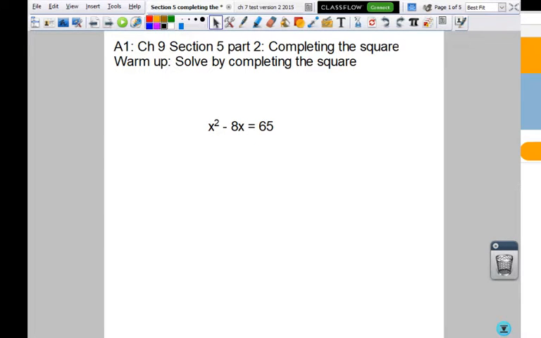Alright, so for our warm-up, we had to complete the square, which most people got. You just typed it into the Scratch wrong, but a couple people didn't get it, so I went over it.